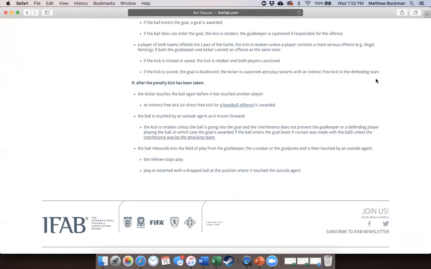Question here, would the drop ball be uncontested because of the new rule? That is correct. So if there was an outside agent who touched the ball after the penalty kick was completed inside the penalty area, it would be a drop ball for the goalkeeper because that's what the new law says.